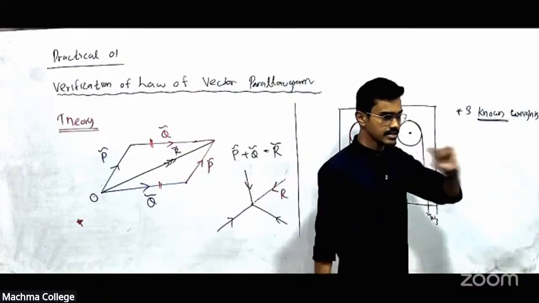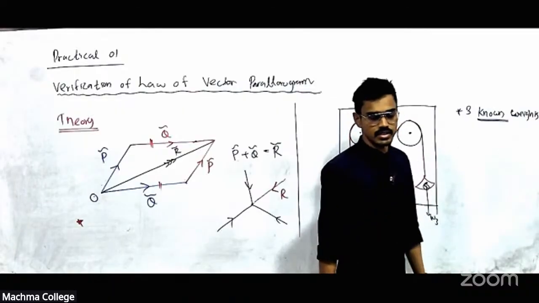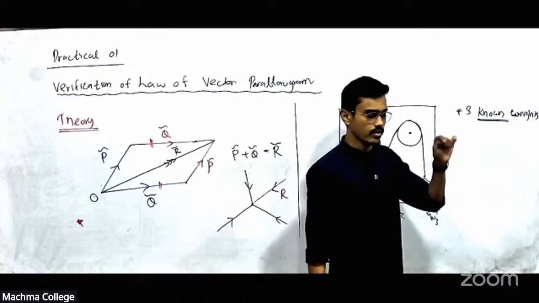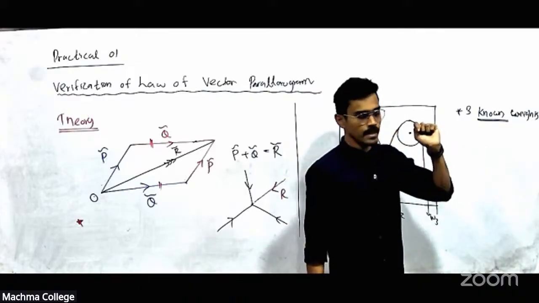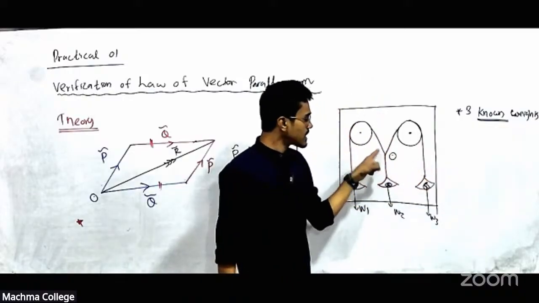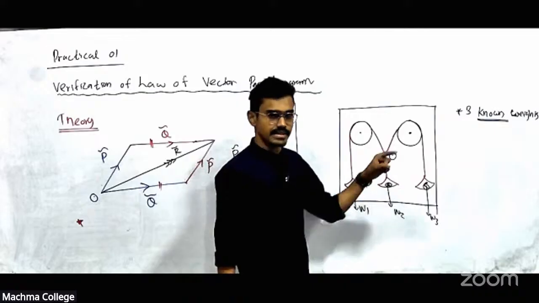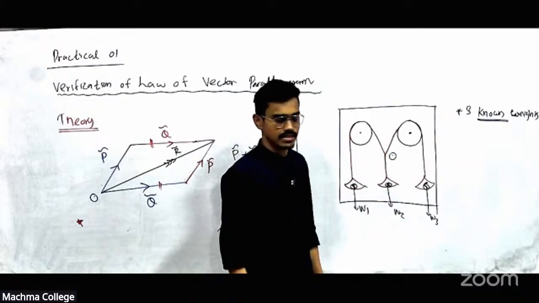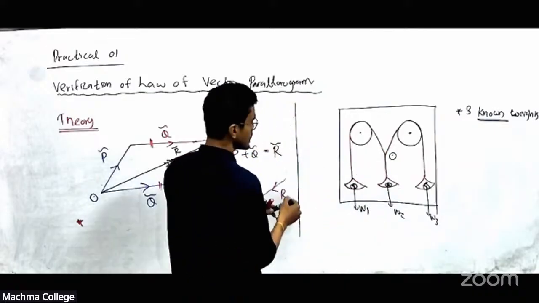For a given light string, tension remains the same. Right? Tension changes if and only if the string changes, or it should have intermediate obstacles like this. A straight string will have the same tension. See, now if I mark these tensions, it will be like this.